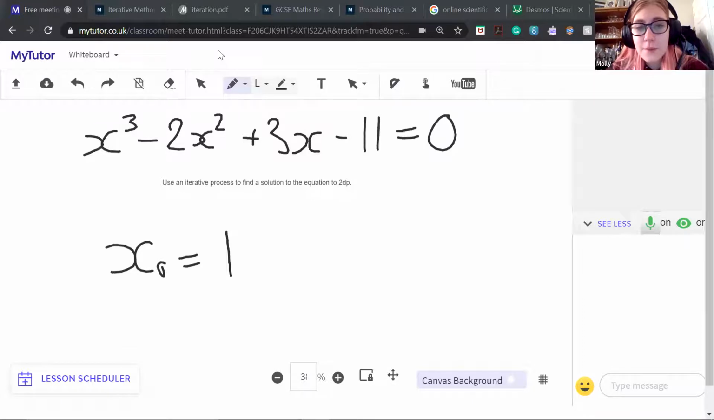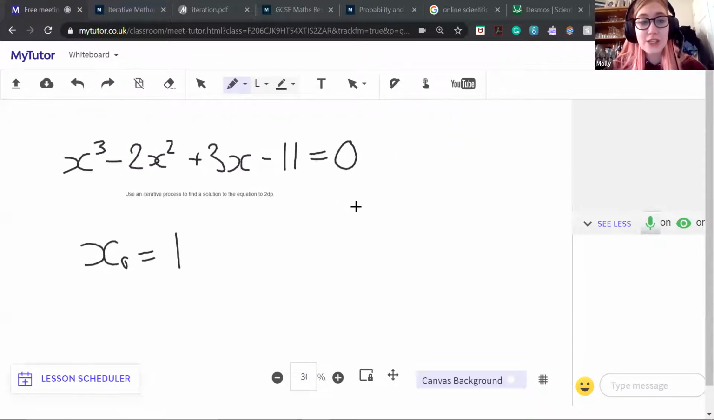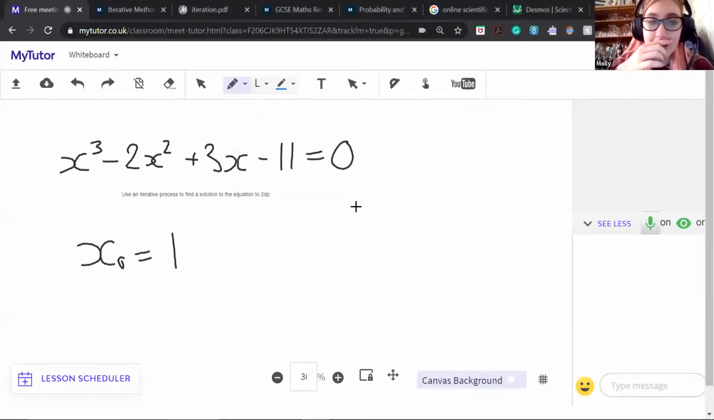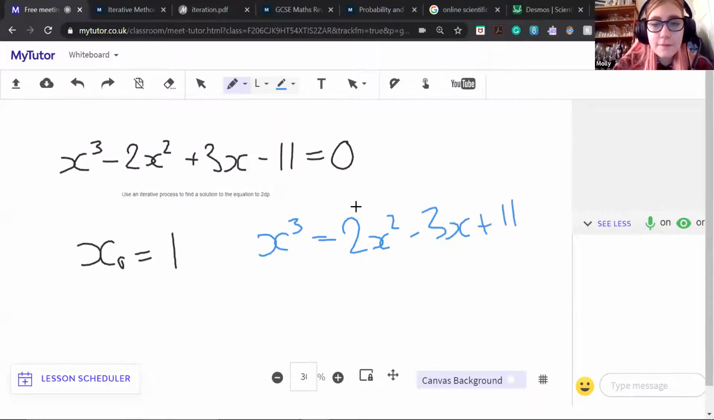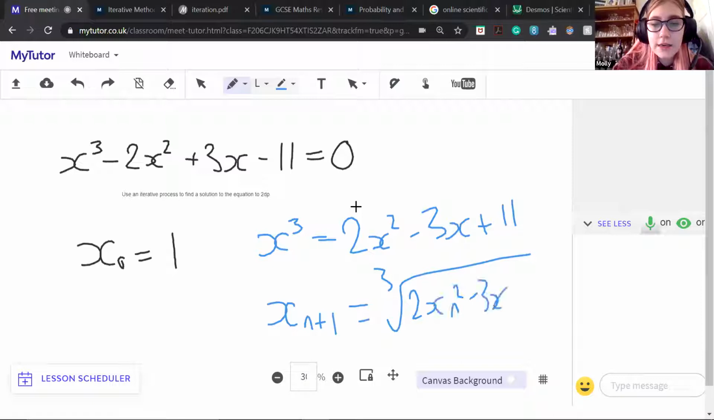Okay, a couple of people have got some different solutions. And as I said, I don't know if this will work, because sometimes if you choose a value too far off, it just kind of extends out rather than actually focusing on a value. So that's the danger of me making up questions. But I can definitely tell you how to rearrange. Let's again go for the cube root one. So x cubed equals 2x squared minus 3x plus 11. So xn plus 1 is the cube root of 2xn squared minus 3xn plus 11. And now we can pop that in.